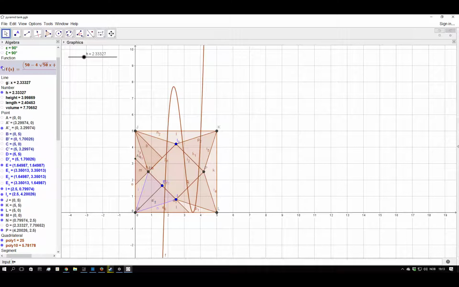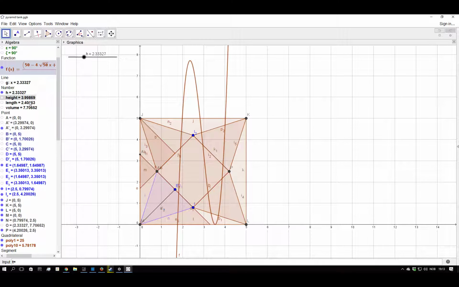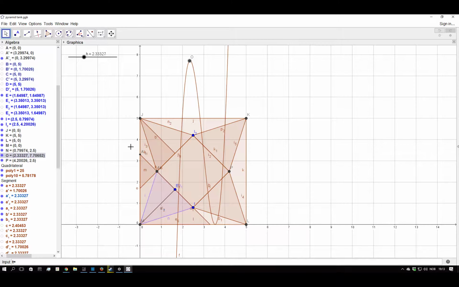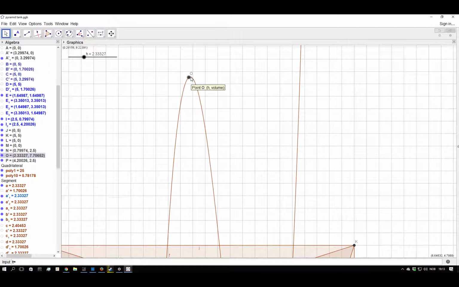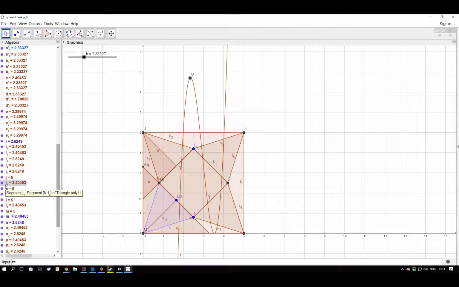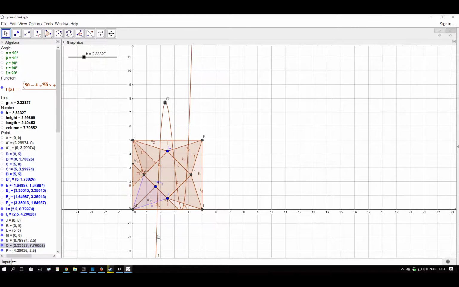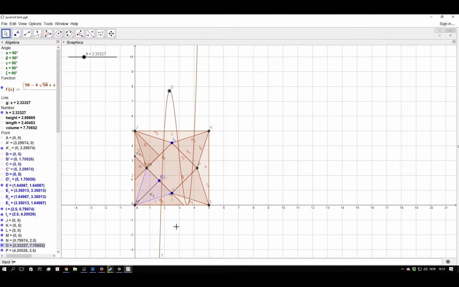So here is the function for this. You can see I said around 2.3 is going to be the maximum, and you can see here that it's very close to the maximum. But to find it exactly, we will use differentiation. So you have here this cubic function.